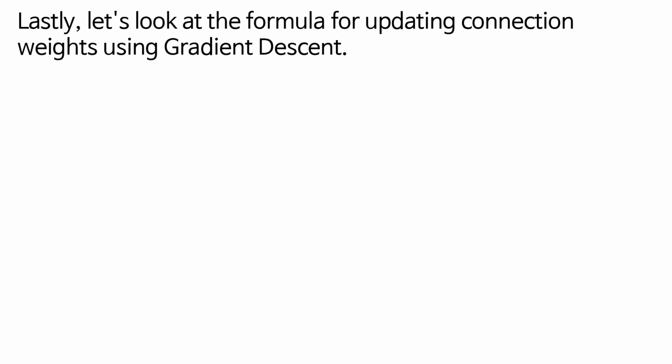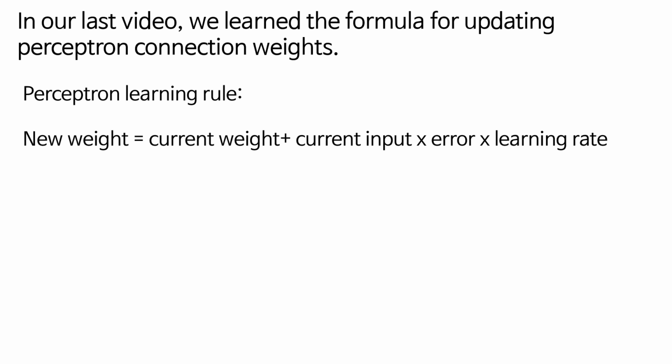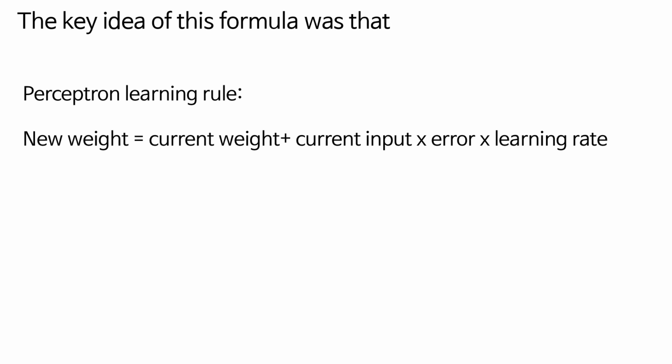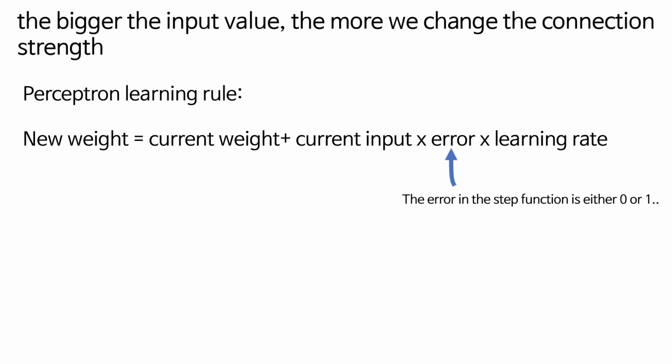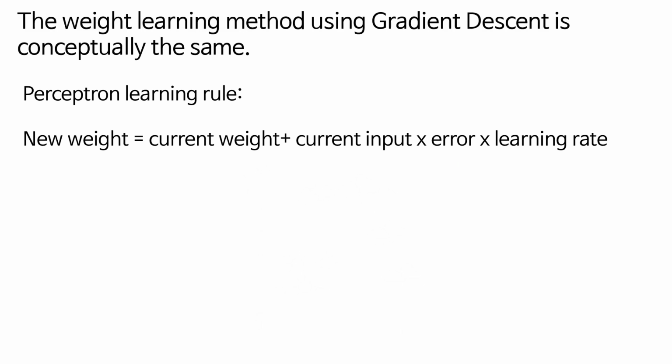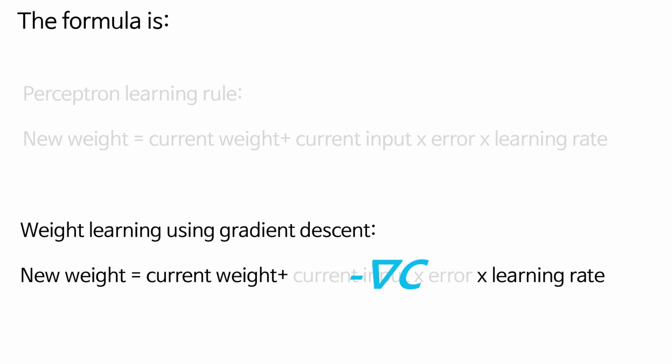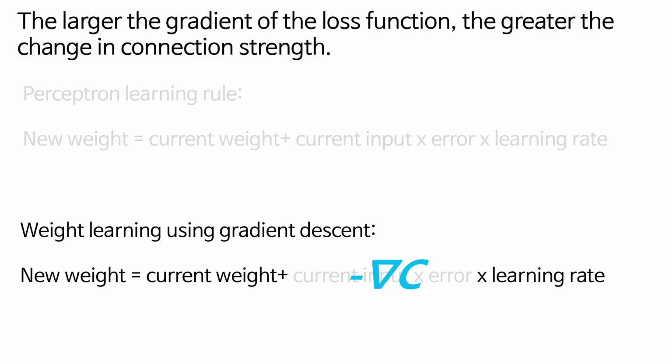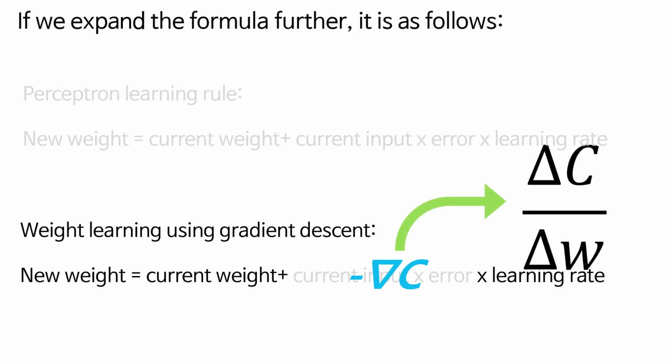Lastly, let's look at the formula for updating connection weights using gradient descent. In our last video, we learned the formula for updating perceptron connection weights. The key idea of this formula was that the bigger the input value, the more we change the connection strength to find the best parameters. The weight learning method using gradient descent is conceptually the same. The formula is: the larger the gradient of the loss function, the greater the change in connection strength. If we expand the formula further, it is as follows.